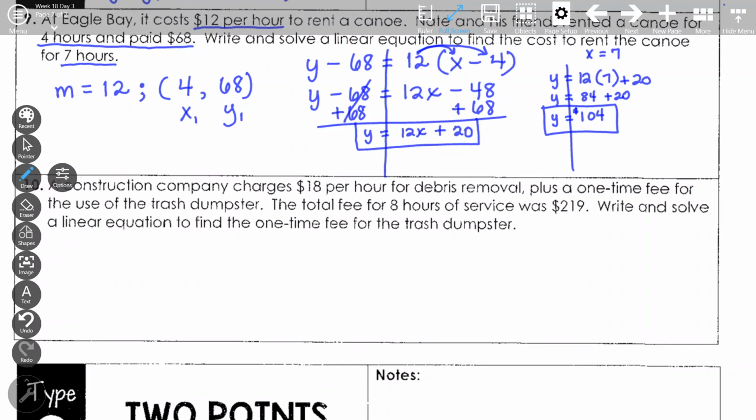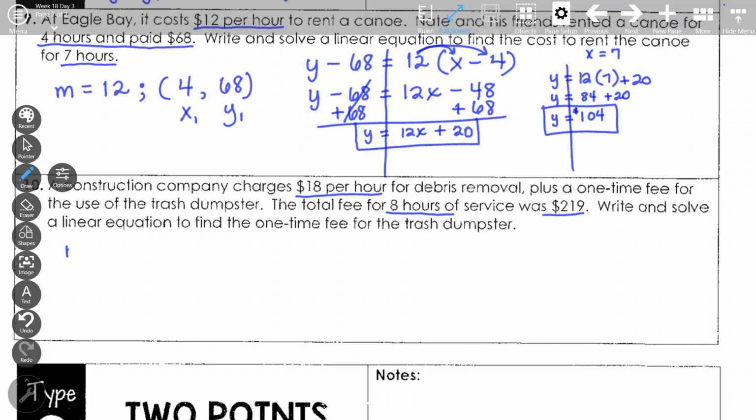A construction company charges $18 per hour. That's pretty important. For debris removal, plus a one-time fee for the use of the trash dumpster. The total fee for 8 hours of service was $219. Write and solve a linear equation to find the one-time fee for the trash dumpster. Okay, it's a one-time fee for the trash dumpster. Okay, this is what we've got to first find.